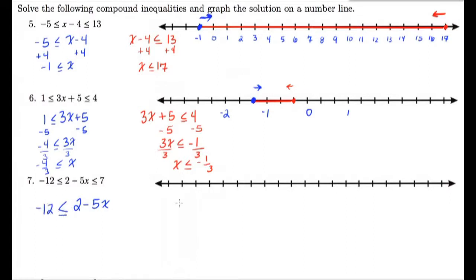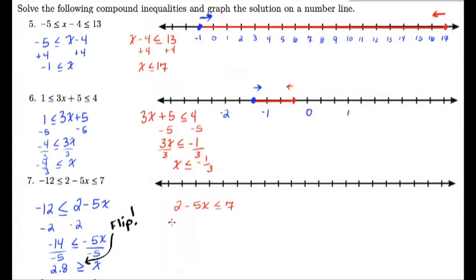Same for number 7. We're going to break this up into two inequalities. And this time we're going to end up dividing by a negative number on the last step. We have to be very careful when we multiply or divide by negatives because we have to flip the sign. We're going to end up dividing by a negative 5 on the second inequality as well. We have to flip the sign here.